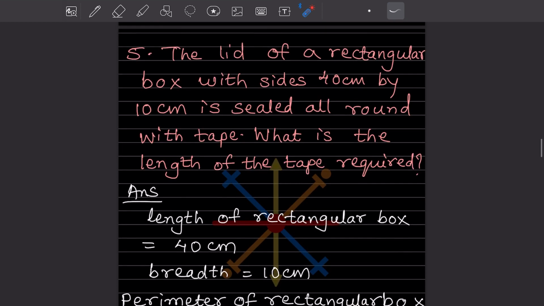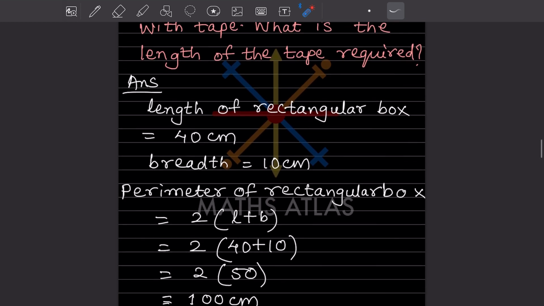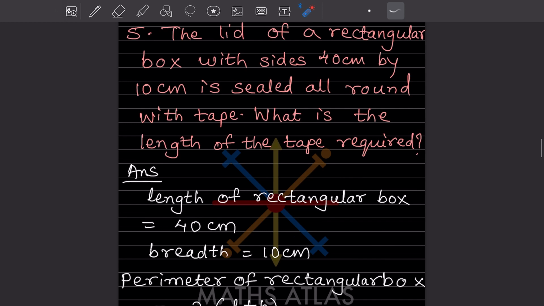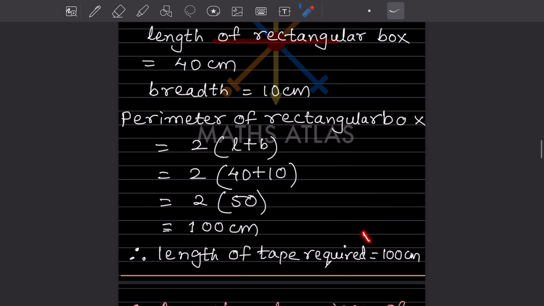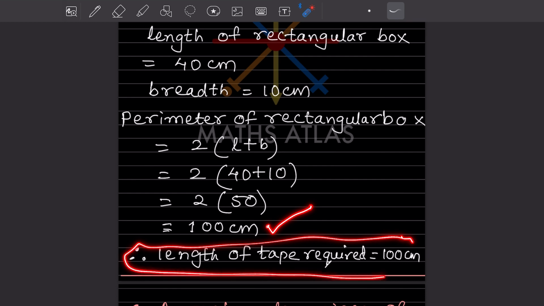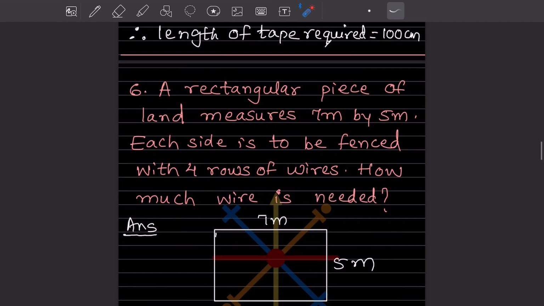Now they asked, whenever they say what is the length required, it means all this side, that is the perimeter. So they haven't asked directly for the perimeter, right? They asked what is the length of the tape required, which is nothing but the perimeter. The formula of the rectangle, you know, is twice into length plus breadth. Just plug in these values. This is 40, this is 10. When you add this, you get 50 and twice that is 100. Because it is a word problem, you have to write this statement at the last: Therefore, length of tape required is 100 centimeter. You might lose at least half a mark if you don't write this.